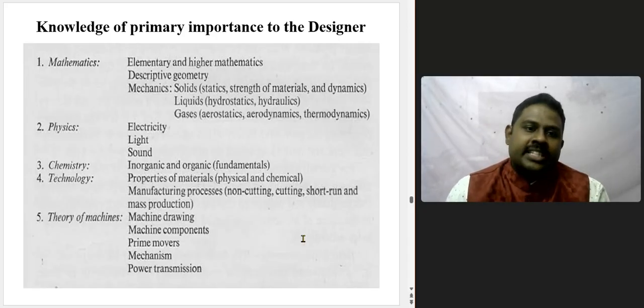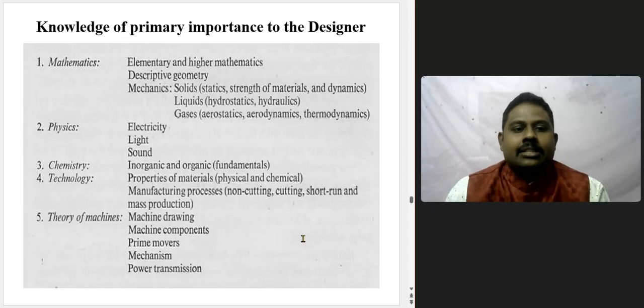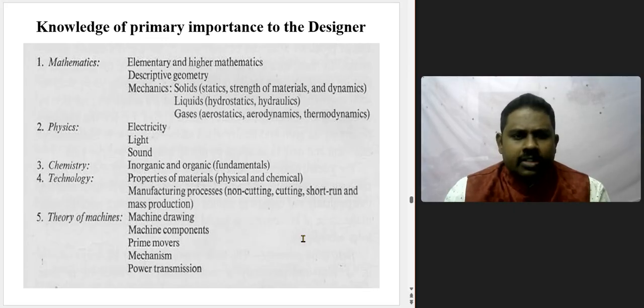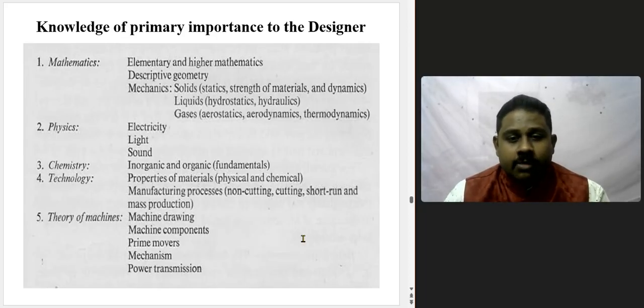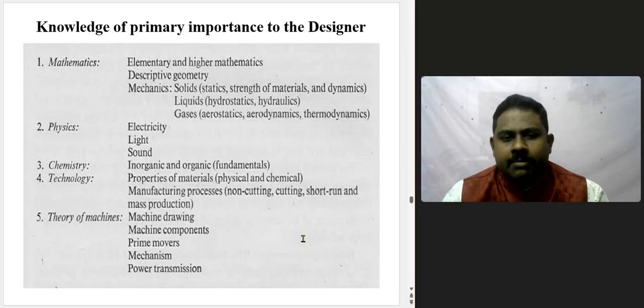Next is physics: electricity, light and sound. These three concepts are very important. Next, chemistry. In that, organic and inorganic fundamentals are very important. And after that, properties of materials, physical and chemical properties. And after that, manufacturing processes like cutting, non-cutting, short run and mass production, whichever it is going to be. For example, four different manufacturing processes are there: casting, welding, and between casting and welding, which is better we need to decide. Next is forging or machining. So these are the four primary manufacturing processes.